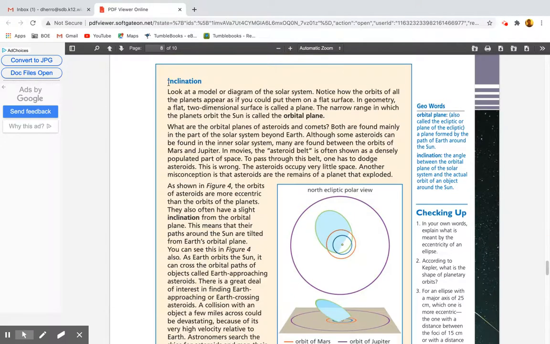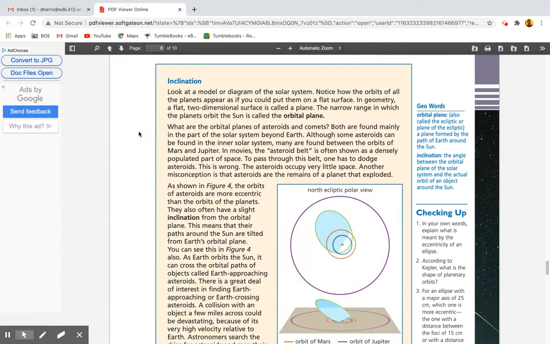And lastly, inclination. Look at a model or diagram of the solar system. Notice how the orbits of all the planets appear as if you could put them on a flat surface. In geometry, a flat two-dimensional surface is called a plane. The narrow range in which the planets orbit the Sun is called the orbital plane.